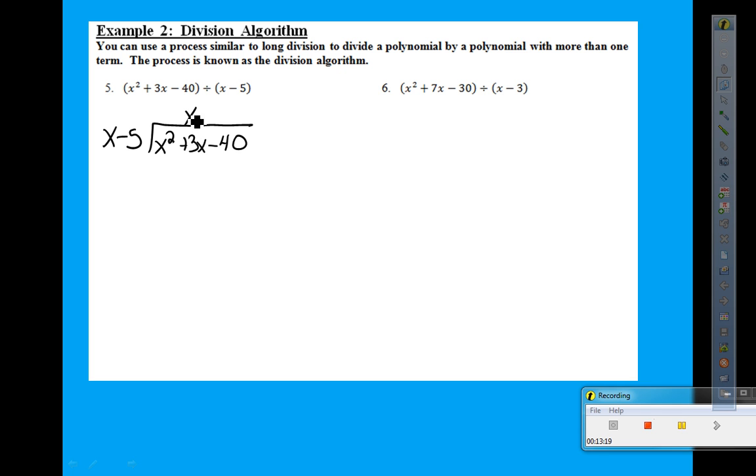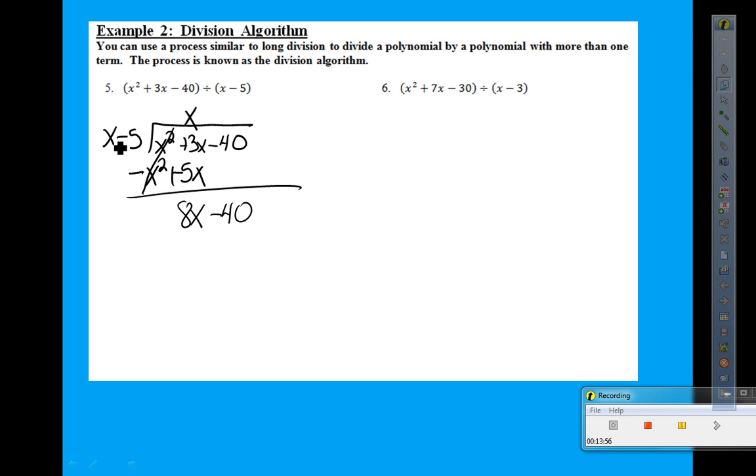Now here's what I do. X times x is x squared. X times negative 5 is negative 5x. Instead of subtracting these, I'm going to change my signs and add, just like we did on one of those problems on the review. So I'm going to make this a negative and this a positive. The reason I'm going to do that, we can add a lot faster than we can subtract. So x squared and negative x squared are out of there. 3x and 5x makes 8x. I'm going to bring down this next number and get negative 40.